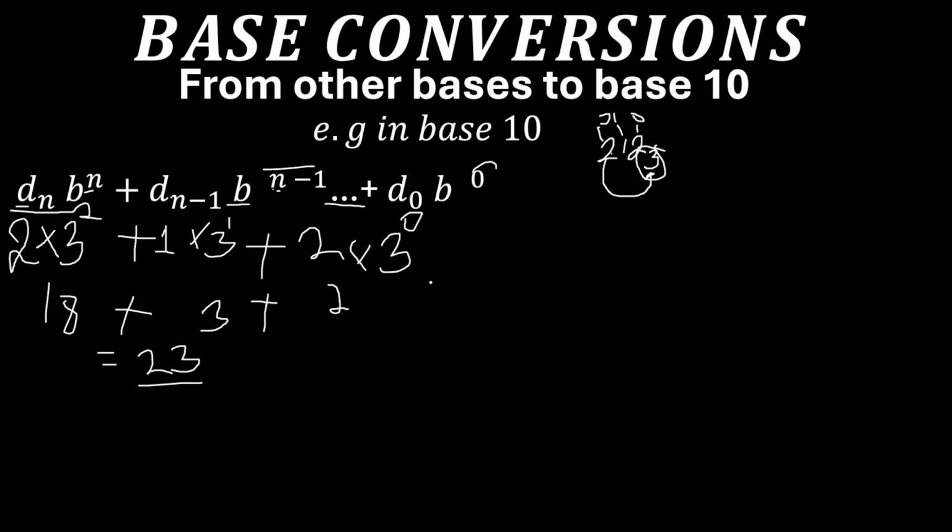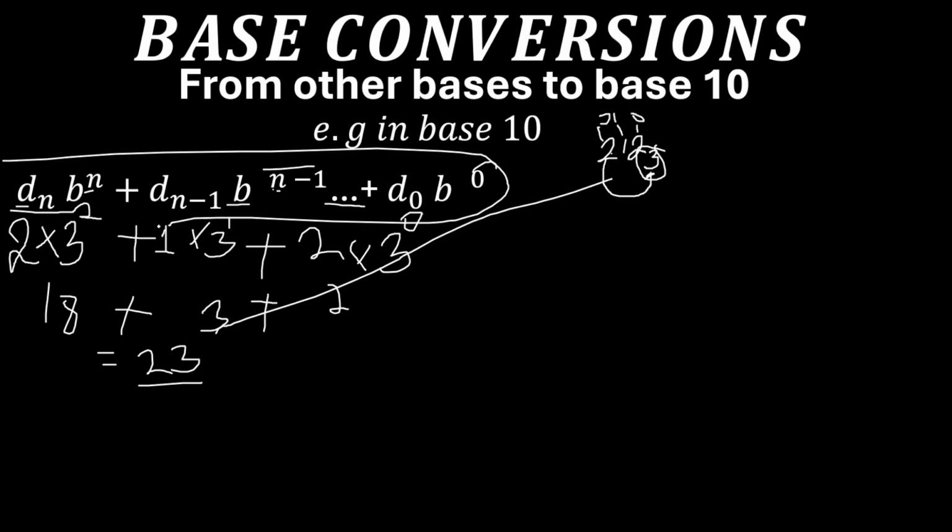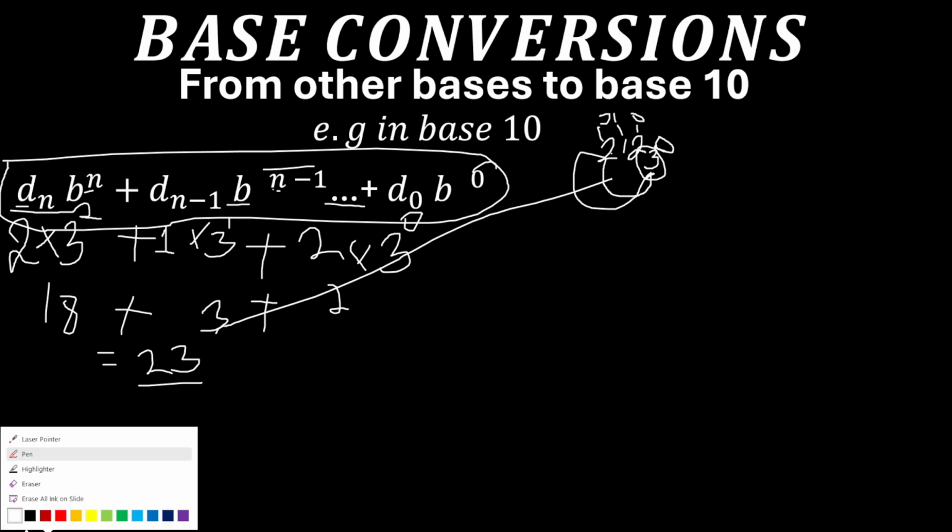We've now converted 2, 1, 2 in base 3 to 23, which is now in base 10. So this is exactly what they mean by you should take a number from any base to base 10. This is the general expression. For some people, it may be very hard to figure out, but what you should know is that you have to multiply every digit by the base, and that base is raised to the power of its particular position. You must remember that. Then you add everything together. It is no more than that, okay?